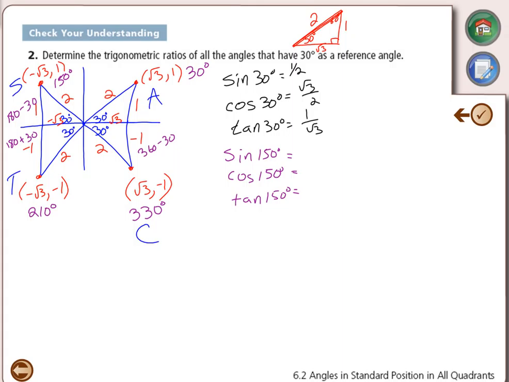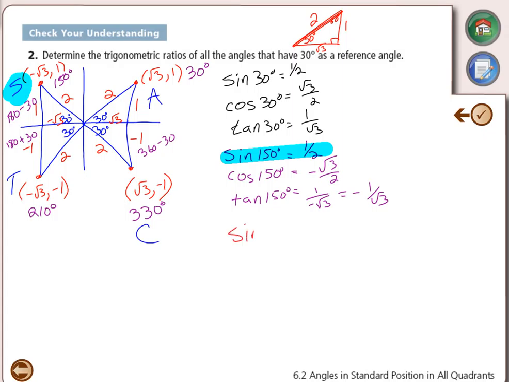We look at them there and we say, we've got sine, y over r, that's 1 over 2. Cosine, x over r, that's negative root 3 over 2. Tan, 1 over negative root 3, which is negative 1 over root 3. CAST rule said that sine is the only thing that should be positive here. And it is. So we can use the CAST rule to carry on down into the other answers. You could also go through the whole thing and look at the triangles.